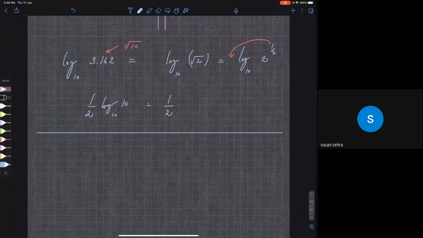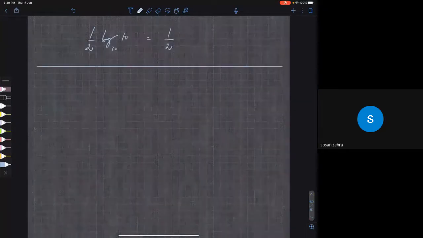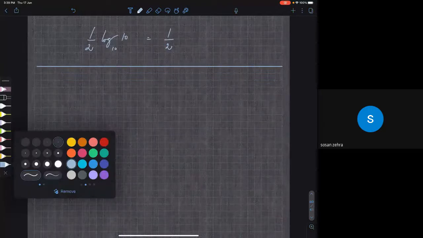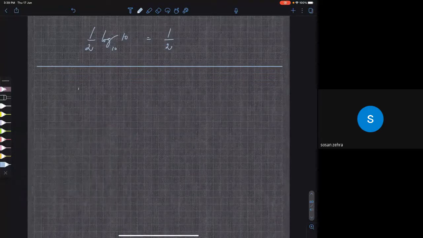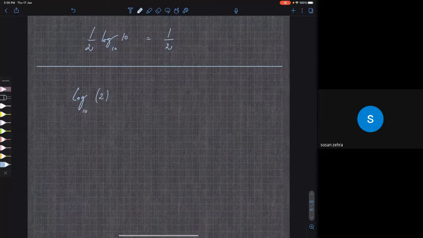Okay. Now let me ask you some questions here. What is log of 2 to the base 10? This thing you do not know. Obviously you can't find this directly from your memory. So what does it mean? What power of 10 will give you 2? That is the thing, right?